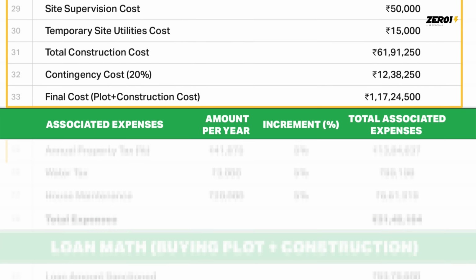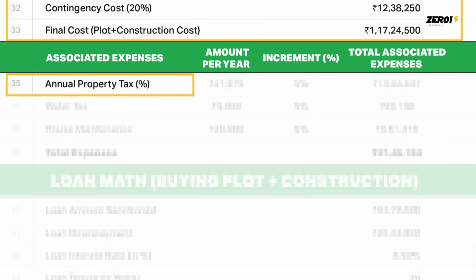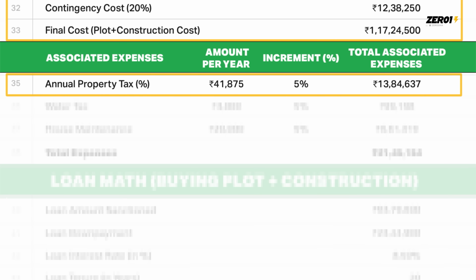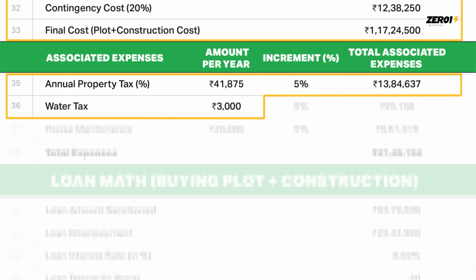So the first is annual property tax. And I'll assume it's 41,875. This, if it increases at roughly 5% a year, over 20 years, this is 13.85 lakhs. Second, we have water tax, which is 3,000 rupees per year, assuming there's a 5% increase for the next 20 years. This is 99,000 rupees for 1 year.